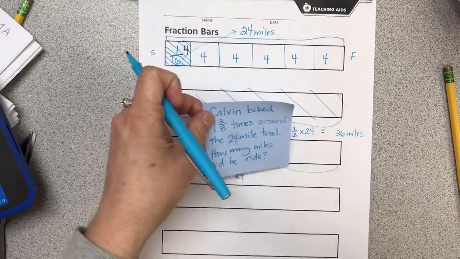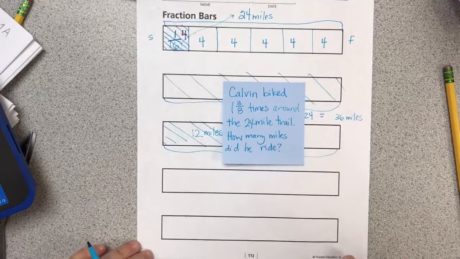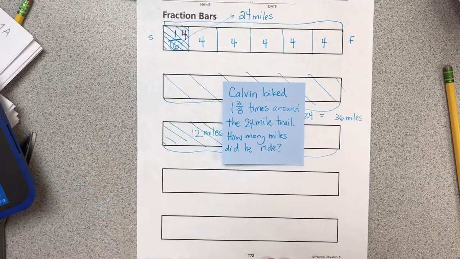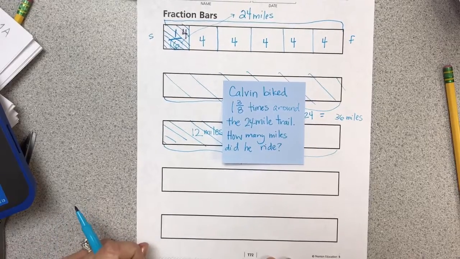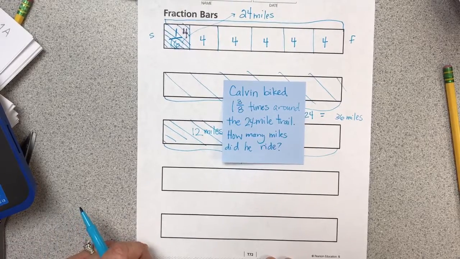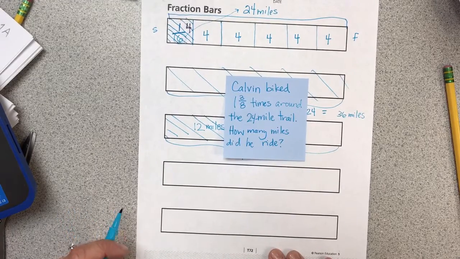Here is our next question. Calvin biked 3 3/8 times around the 24-mile trail. How many miles did he ride? Let's go to the equation first.